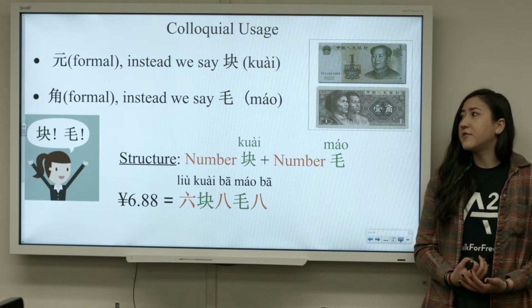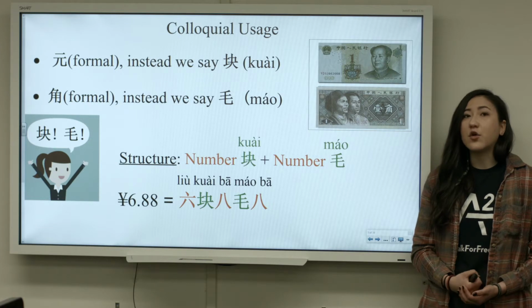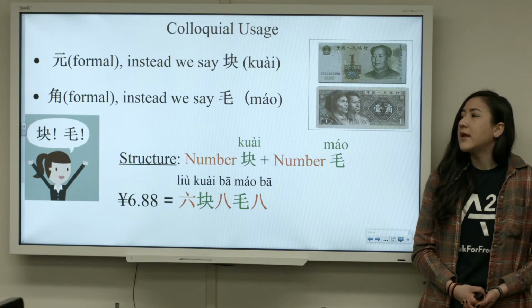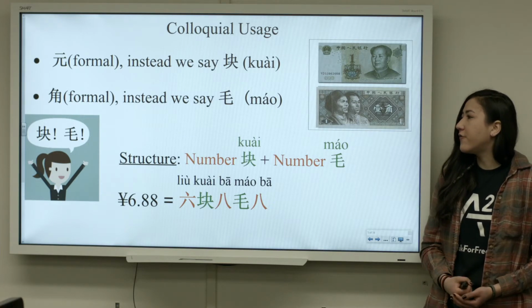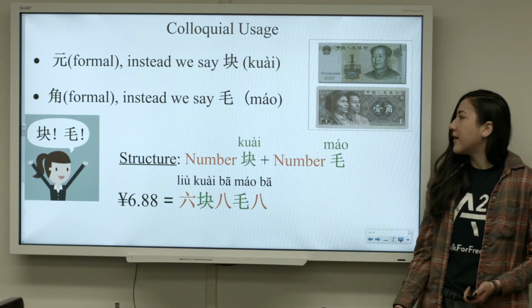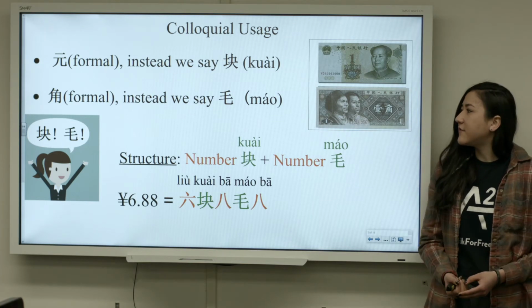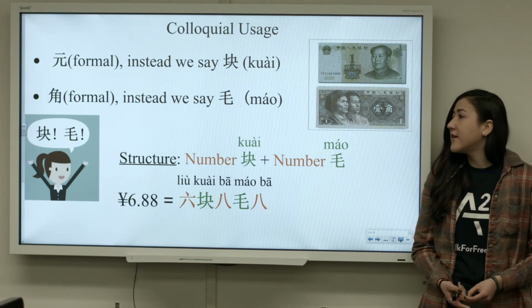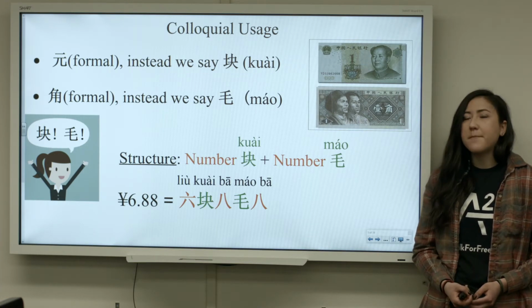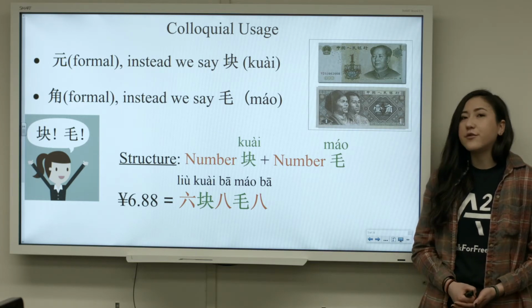So in colloquial speech, instead of the formal yuan, we'll say kuai. And instead of jiao, we'll say mao. So the structure when speaking is number, kuai, and then another number, and mao. So an example of this is this number. How do we say this? It's 6块8毛8. 6块8毛8. So notice in orange we have the number, and then in green we have the measure word.